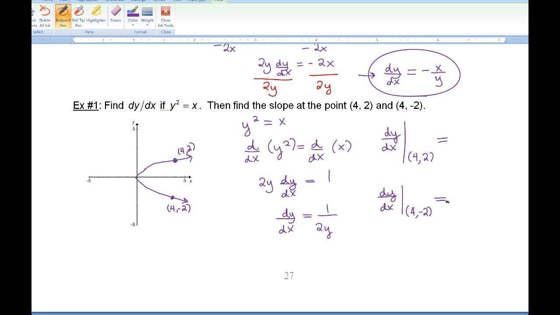So that's exactly the reason why we want to put in the whole point. We don't just write x equals 4 because look at our slope. Our slope doesn't even concern x. It only has y. So we only have to plug in 2, so we get 1 over 2 times 2, so we get 1/4 here. That makes sense, right? You can kind of picture the tangent line there. And then this one becomes 1 over 2 times negative 2, or negative 1/4. So you can kind of imagine your tangent slope here would be negative 1/4.